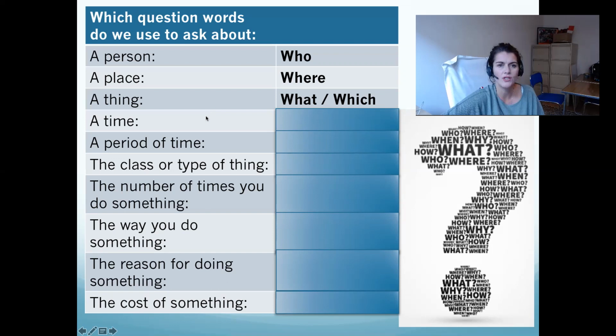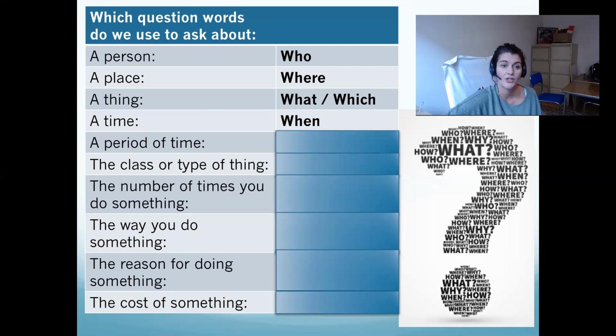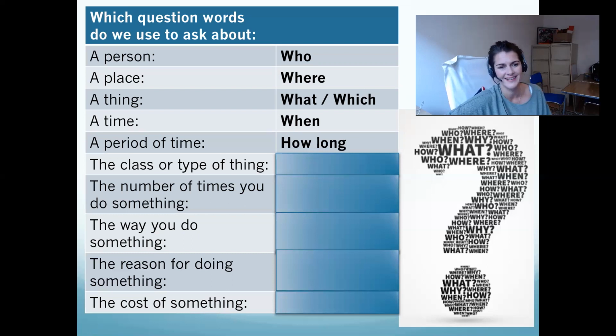Which question word do we use to ask about time? A time. When? For example, when were the Olympic Games in Sydney, Australia? Which question word do we use to ask about a period of time? How long? For example, how long does an ice hockey match last?